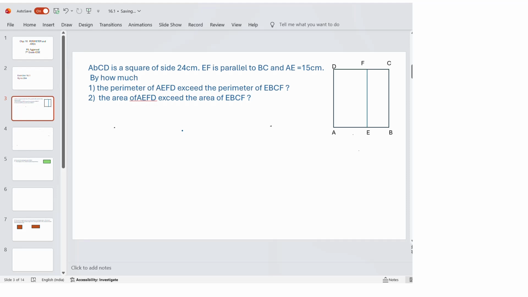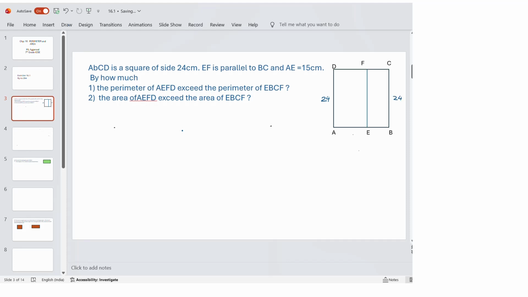Now the first bit of the question asks for the perimeter of AEFD and how much it exceeds the perimeter of EBCF. So what you have to do over here is find the perimeters of AEFD and also EBCF. There are 2 ways of solving this problem. We will go through both the ways. According to the problem we have the data given, that each side is 24 centimeters for ABCD.